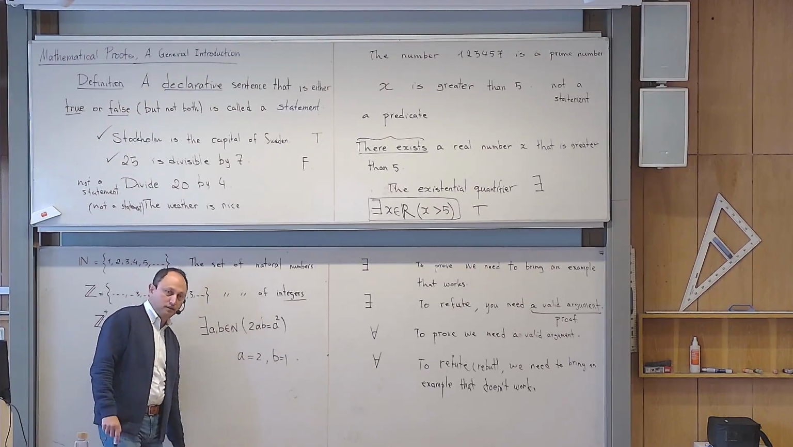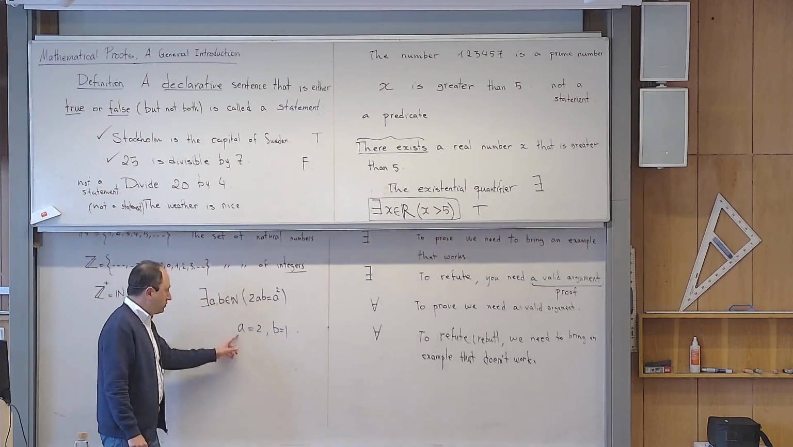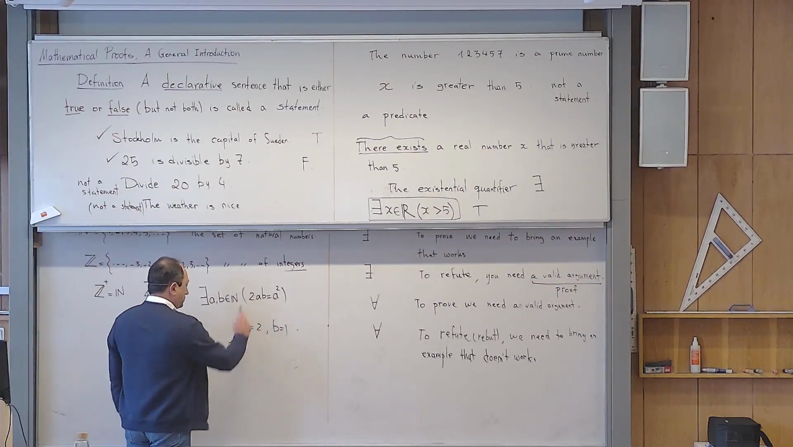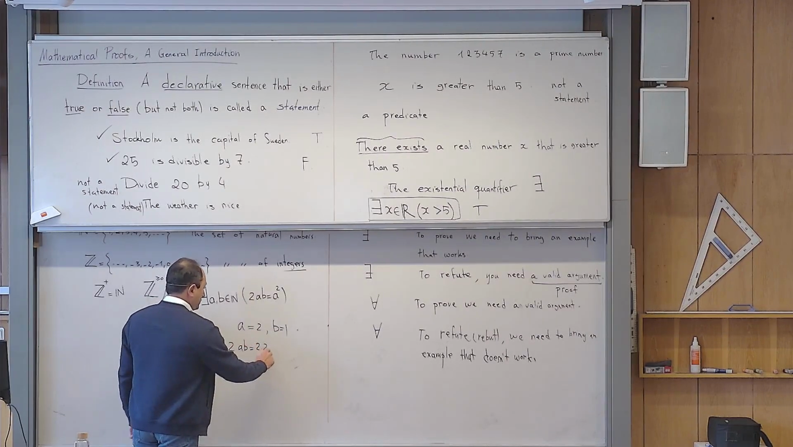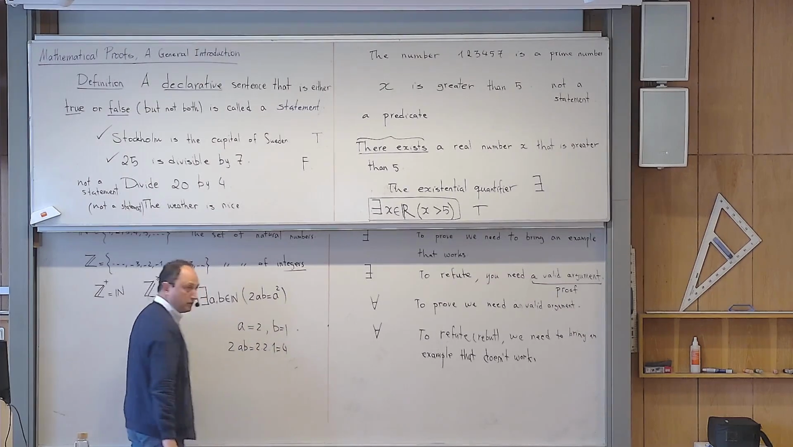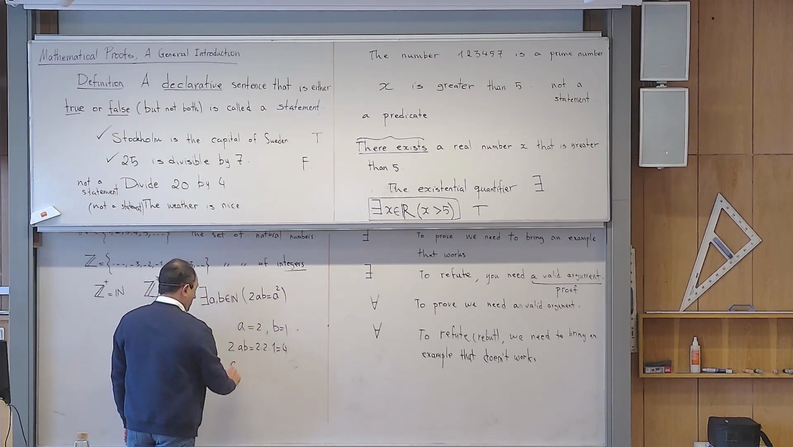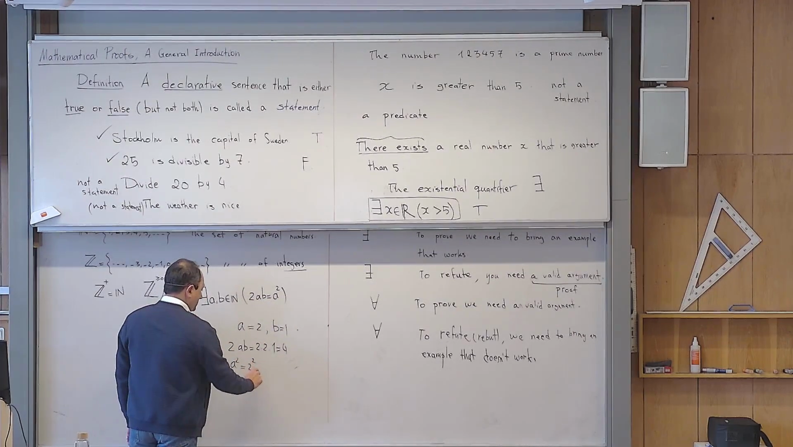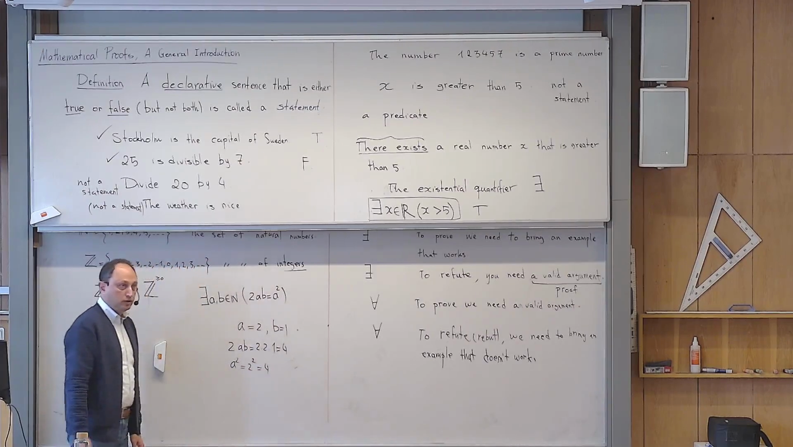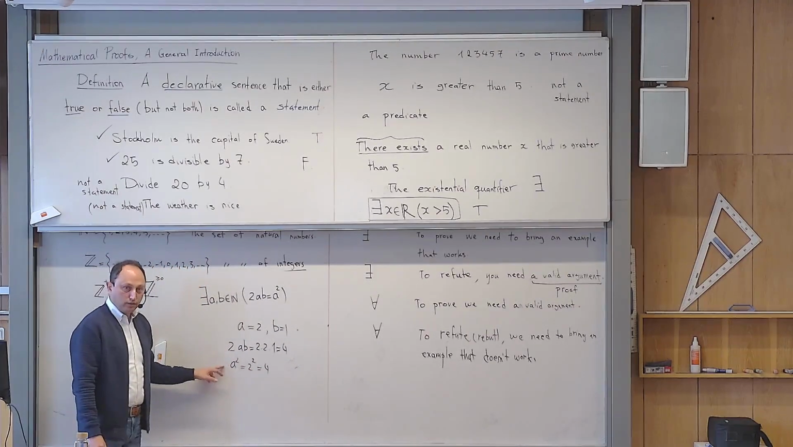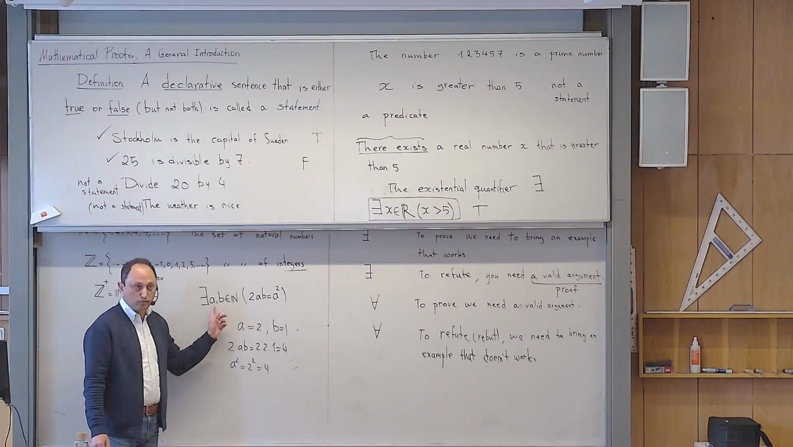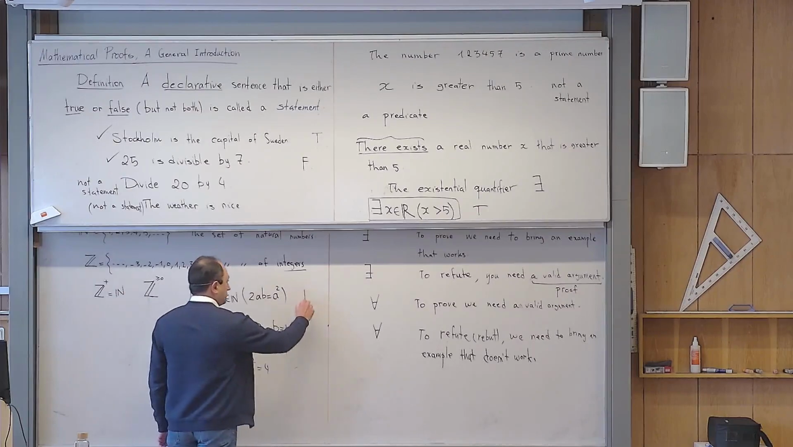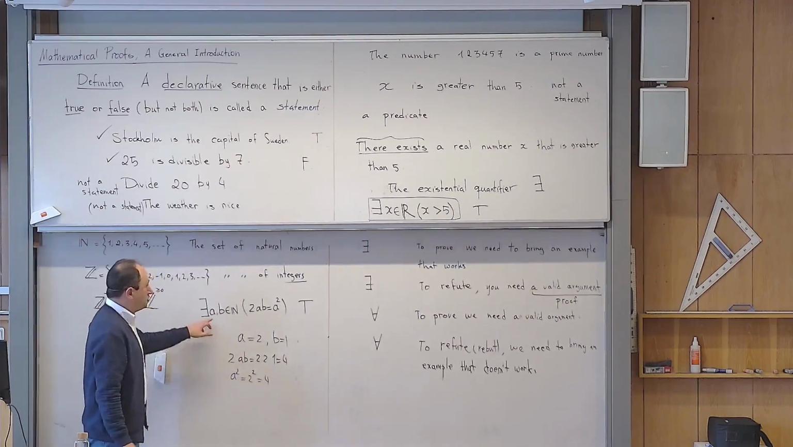Okay, then if you choose A = 2 and B = 1, and then you calculate 2AB for this choice, it becomes 2 times 2 times 1, which is 4. And if you calculate A squared, which becomes 2 to the power 2, which is also 4. Are these two numbers equal now? Yes. So we prove this is true.